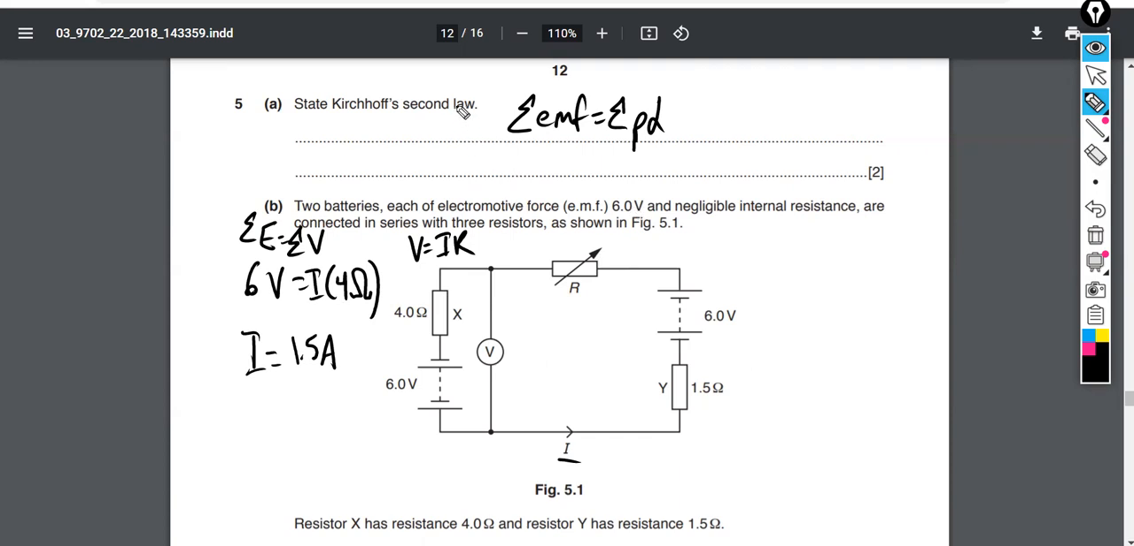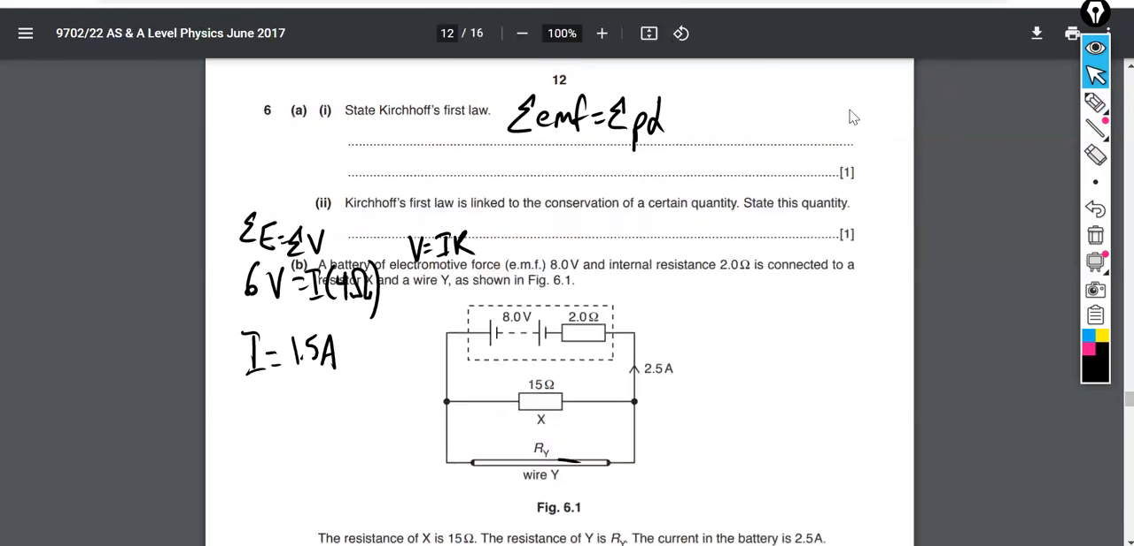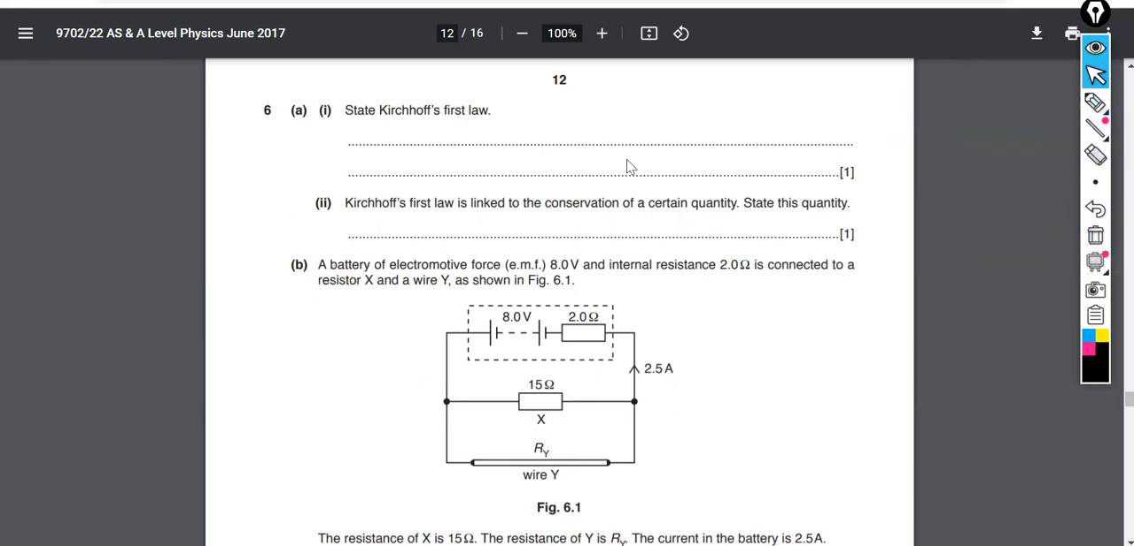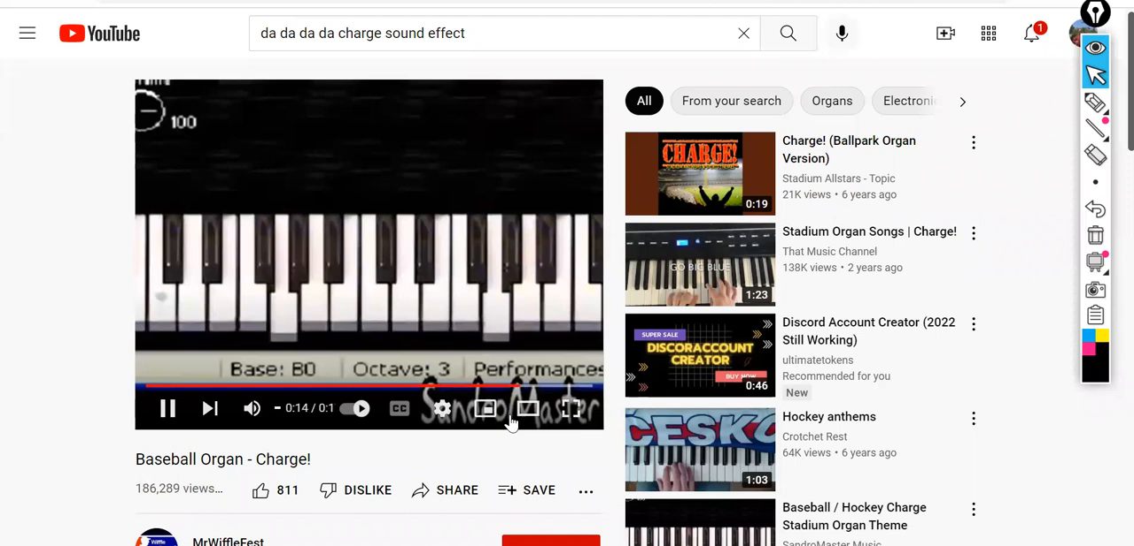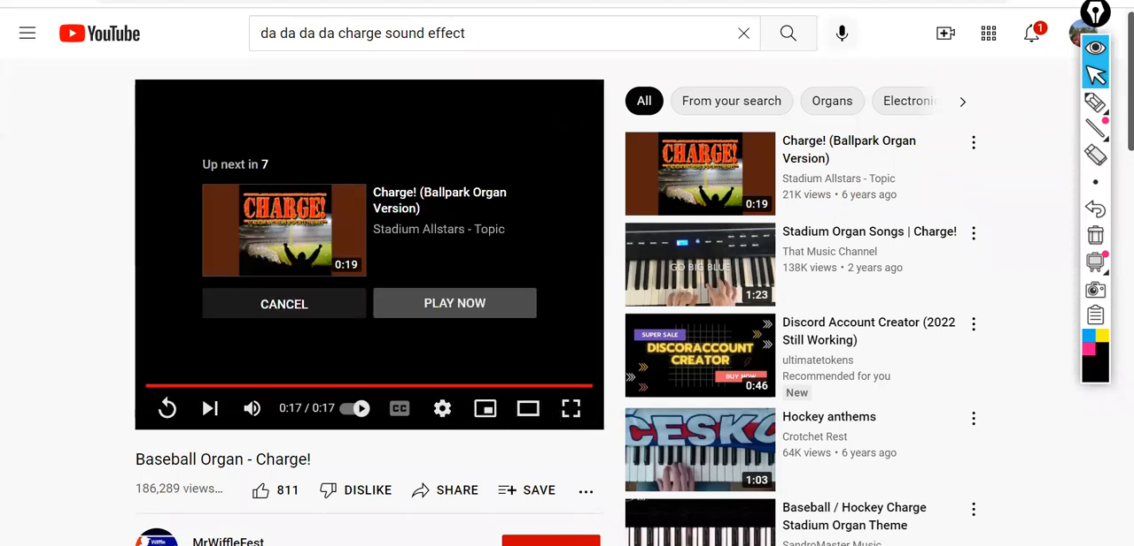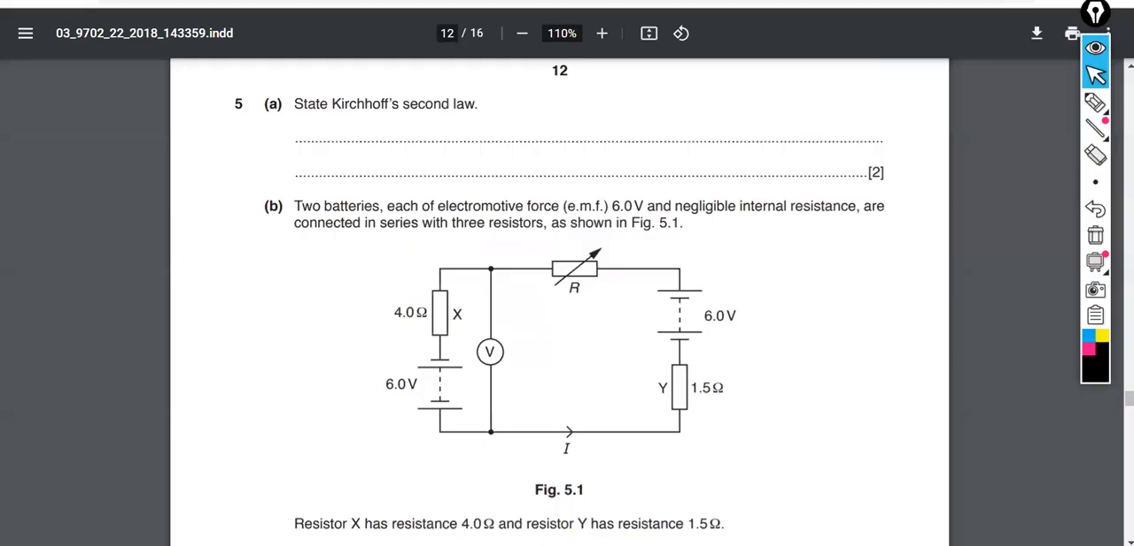A moment ago, I said that the quantity that is conserved, that is linked to this one of Kirchhoff's laws, was energy. But in the future, you may see a question paper that looks like this, and it will say, state Kirchhoff's first law. And then it goes on to read, Kirchhoff's first law is linked to the conservation of a certain quantity. State this quantity. Charge should have been what everybody said after that.